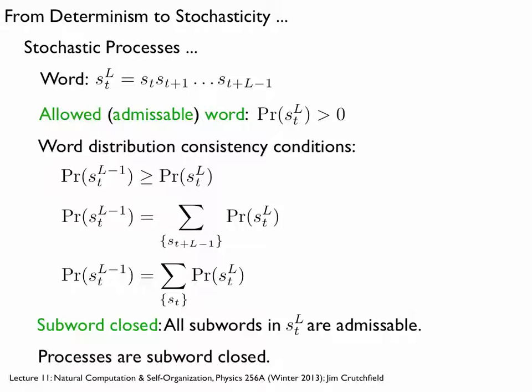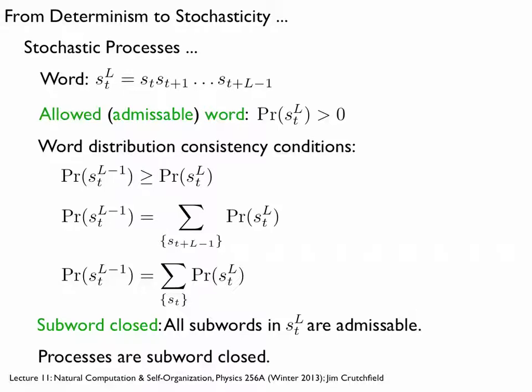Okay, so we have these words of length L. We're going to say that a word is allowed or admissible when the word has positive probability, or inadmissible if it has 0 probability. The example I just gave, the process that cannot generate 2 zeros in a row, would have a length 2 word, 0, 0, that has 0 probability. All the other length 2 words are admissible in that case.